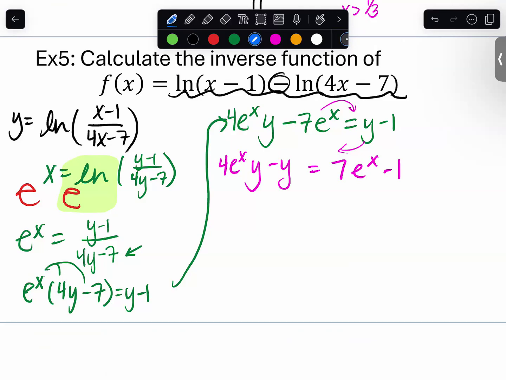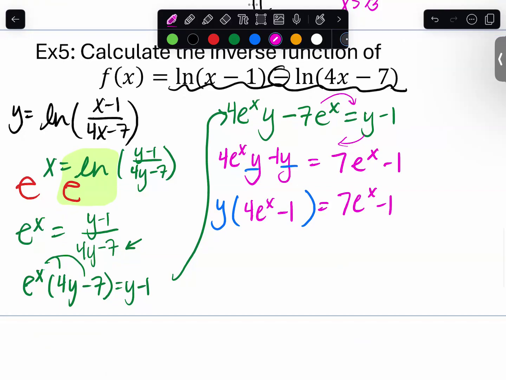Now that I have all the y's combined on this left-hand side of the equation, I can factor out a y from each of those terms. And when I do that, I'm left with 4e to the x minus 1 being multiplied by that y. Now that y is being multiplied by that, I divide each side by the 4e to the x minus 1, and we get y is 7e to the x minus 1 over 4e to the x minus 1, and that is in fact f inverse of x.